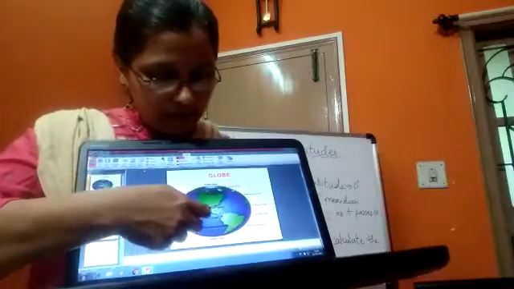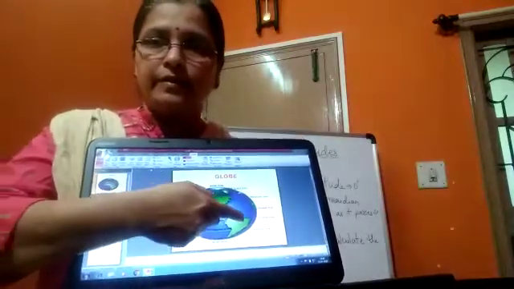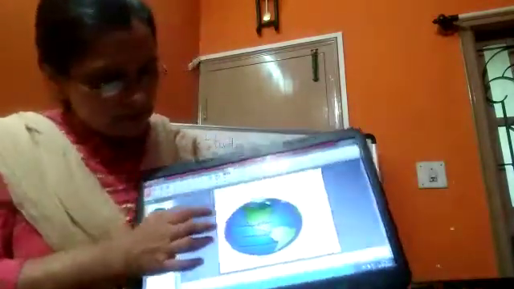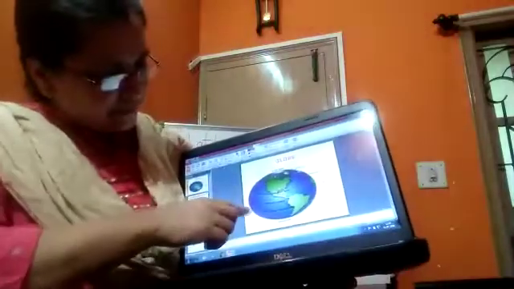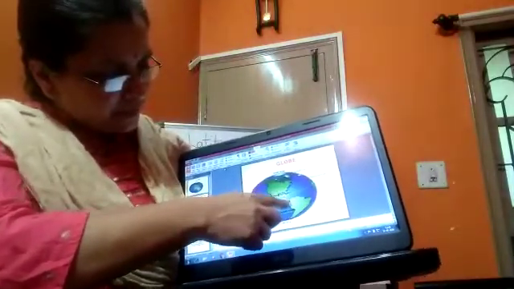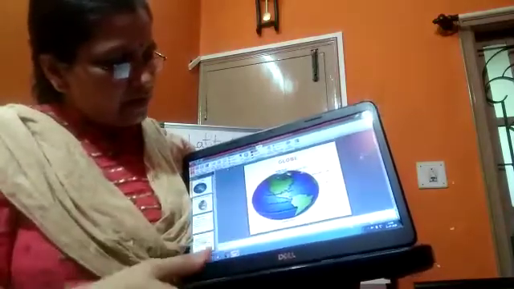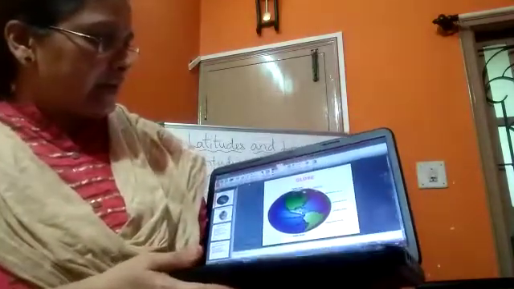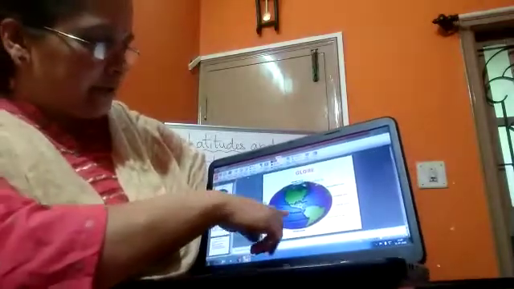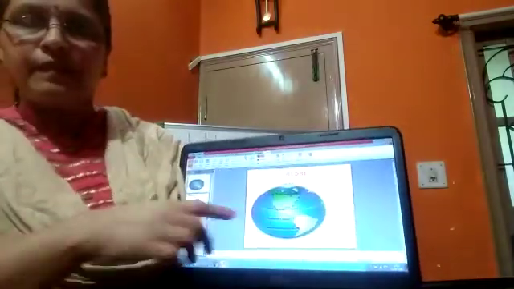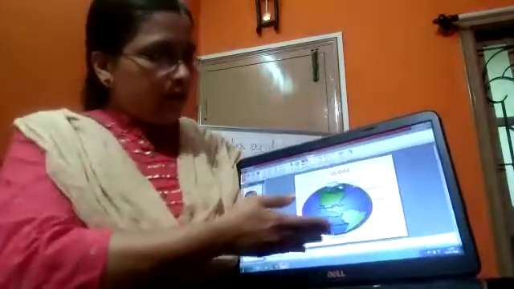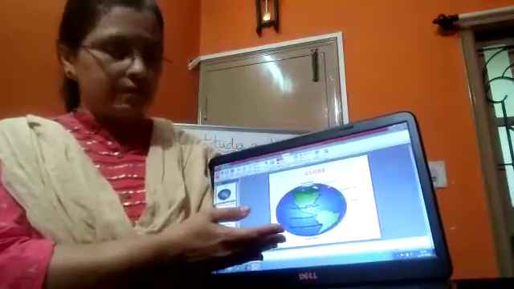And the longest latitude is the equator, 0 degree. This is the longest latitude, the equator. It is 0 degree. So now which are the other latitudes?